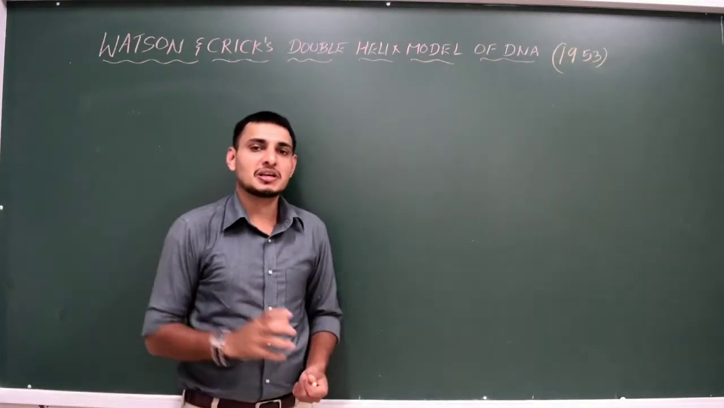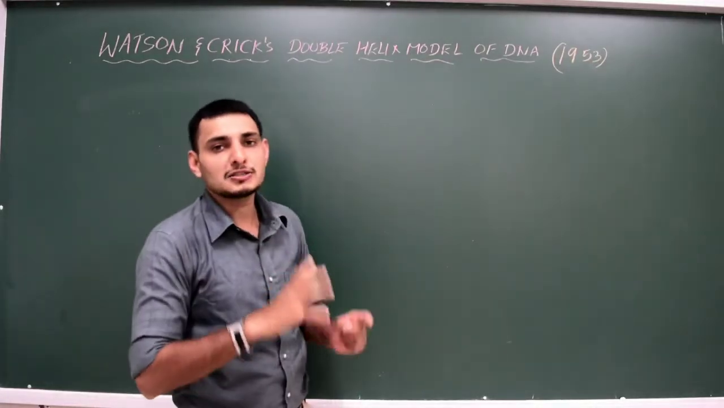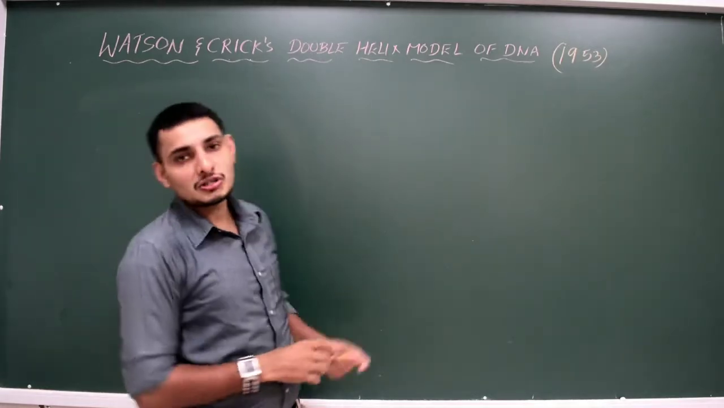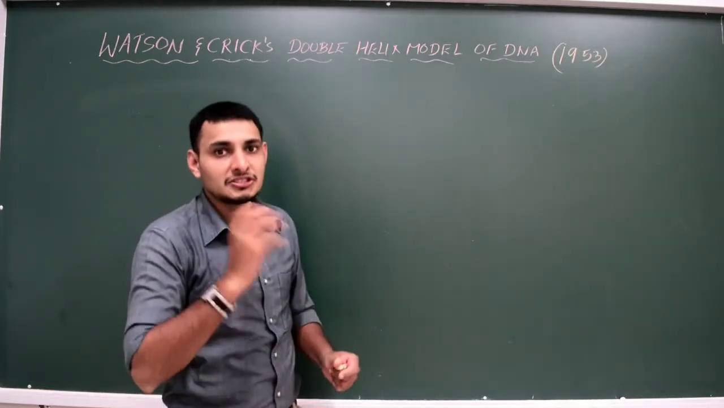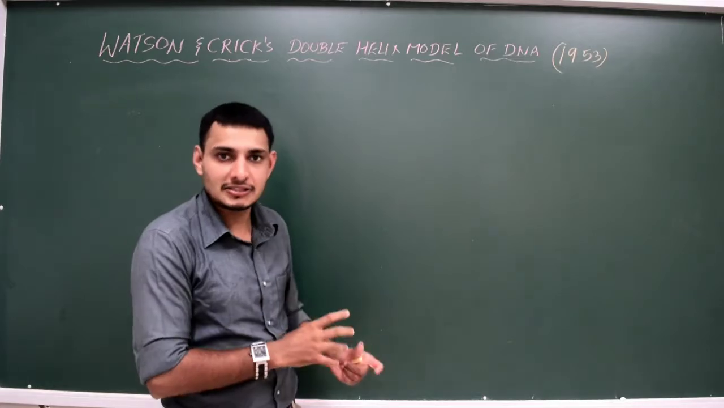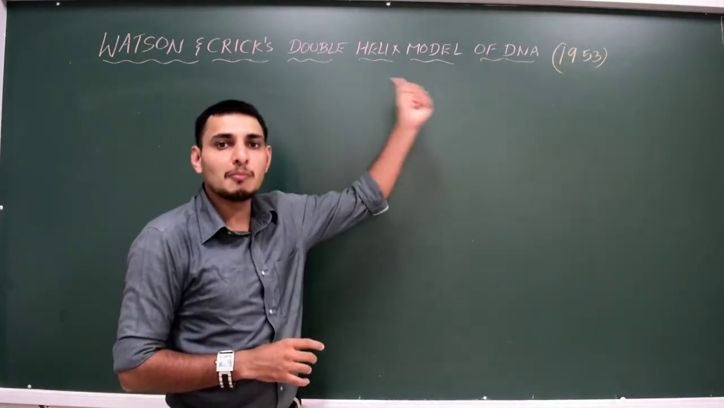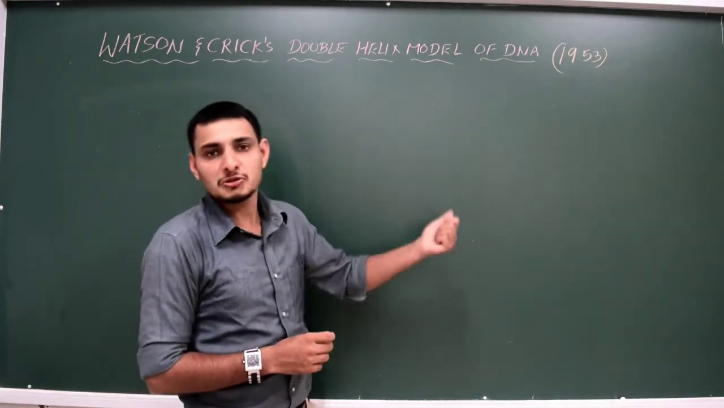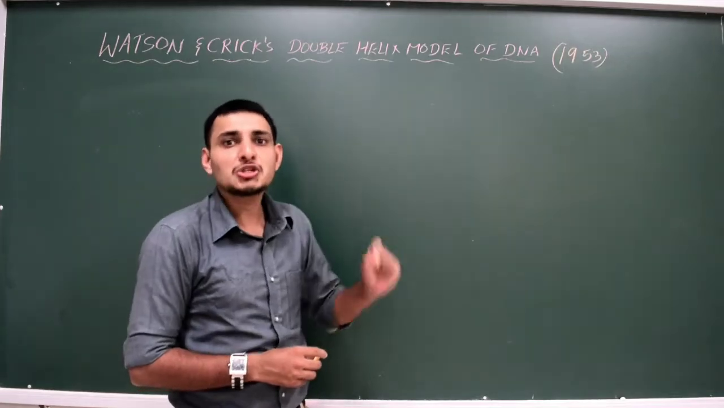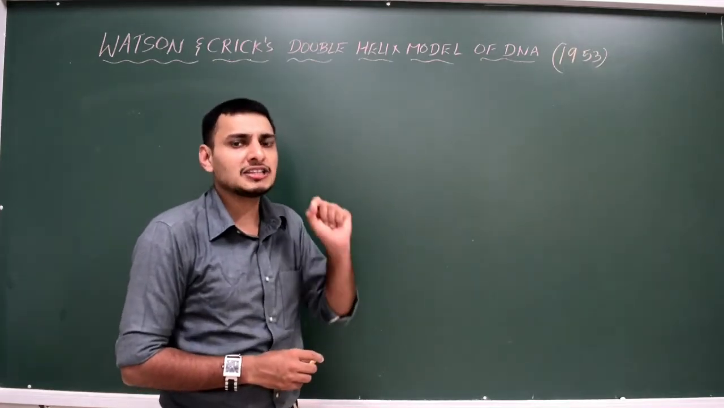In this session, I'll be speaking about a very important concept, which could be asked for 5 marks. That is Watson and Crick's, that is James Watson and Francis Crick's famous double helix model of DNA. They proposed this in 1953 based on the X-ray diffraction of DNA.